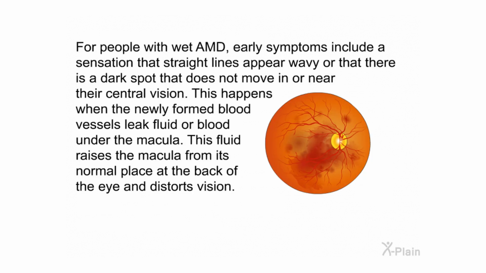For people with wet AMD, early symptoms include a sensation that straight lines appear wavy or that there is a dark spot that does not move in or near their central vision. This happens when the newly formed blood vessels leak fluid or blood under the macula. This fluid raises the macula from its normal place at the back of the eye and distorts vision.